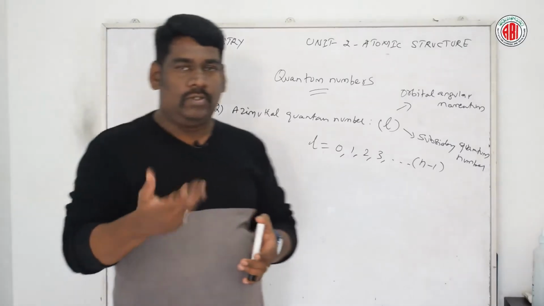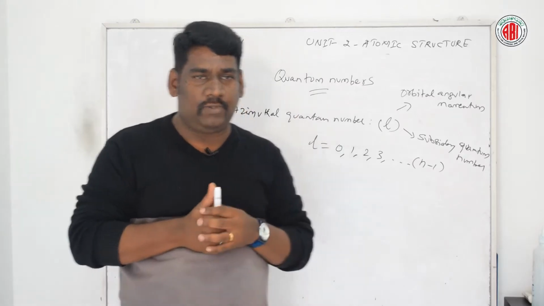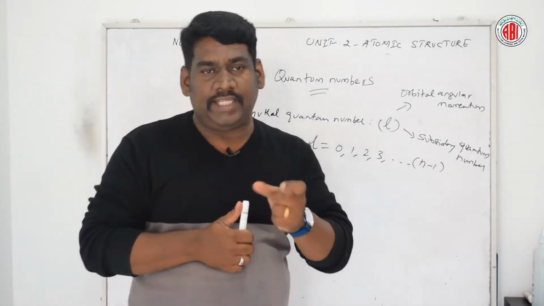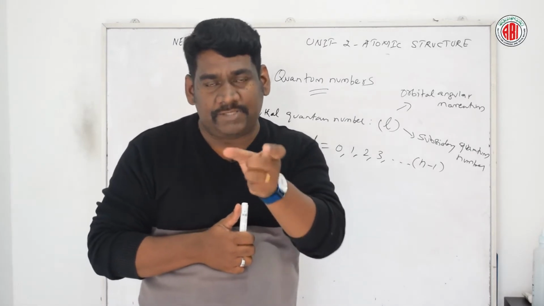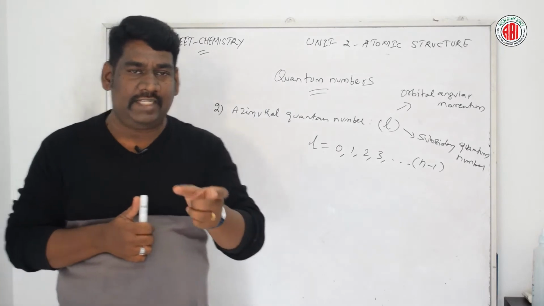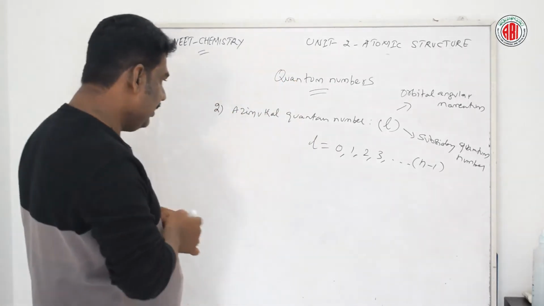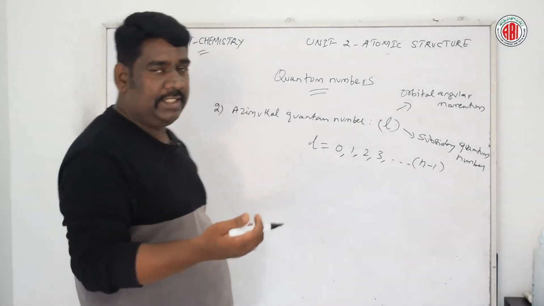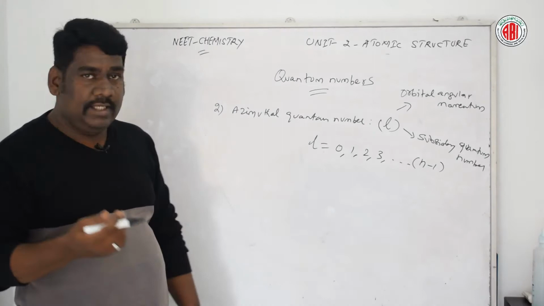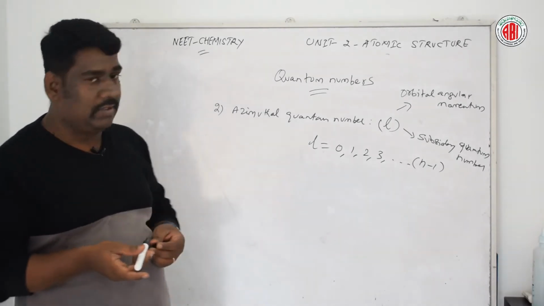Let's start. Now let us talk about what information we are gaining from the azimuthal quantum number. First, this quantum number gives the number of subshells present in the principal shell. The value of L depends upon the value of N. How many subshells are present in a definite shell? That knowledge is given by this azimuthal quantum number.